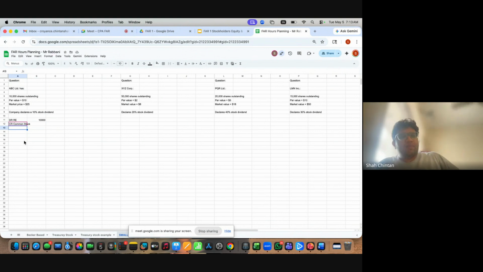Let's go step by step. 10,000 shares, and the company is giving 10% dividend. So that is 1,000 stocks issued as a dividend. Retained earnings is debited at what value? The amount at which dividend should be payable. So 1,000 shares into 25, it should be your debit to retained earnings, which is $25,000.